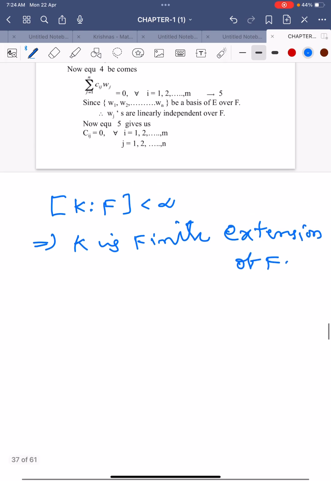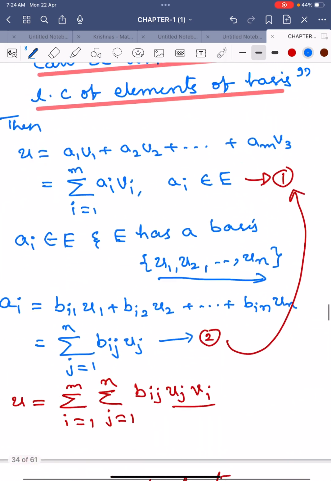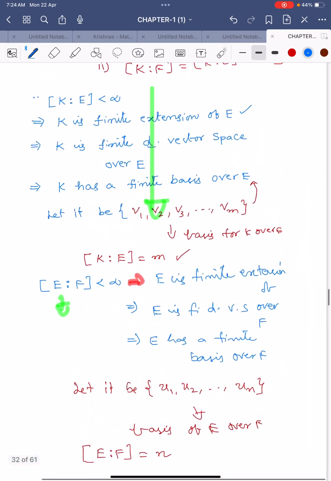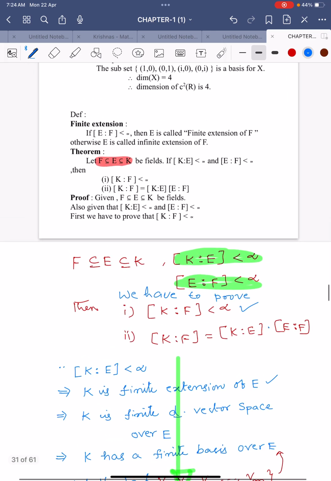This is the required first property of our theorem. See the statement here. This is the required first property.